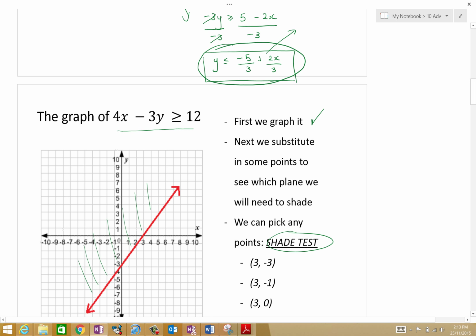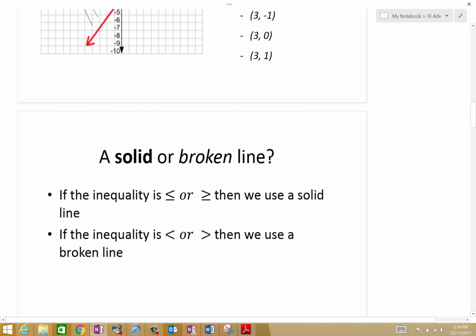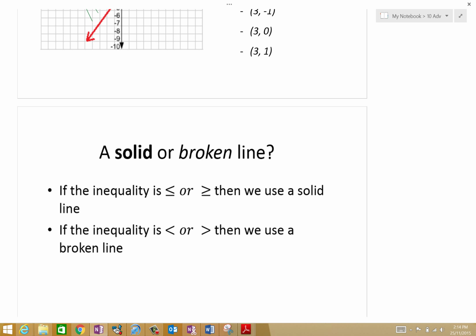For example, with this one, what is the point? If I know it was above the line, a nice point to pick would be the origin, 0, 0. If we did a test on that, and it included 0, 0, then we know clearly the region would have to be above the line rather than below it. So I'm going to go through and do a bit of an example of that. Is it a solid or a broken line? Well, if the inequality is less than or equal to or greater than or equal to, then we use a solid line because it's inclusive of the point. If it's not, then we use a broken line, which is going to look like something like this.